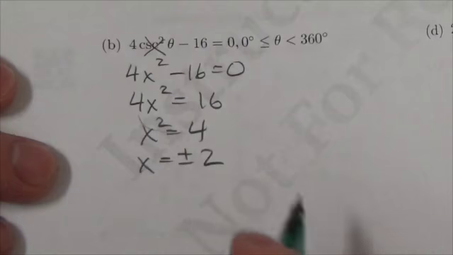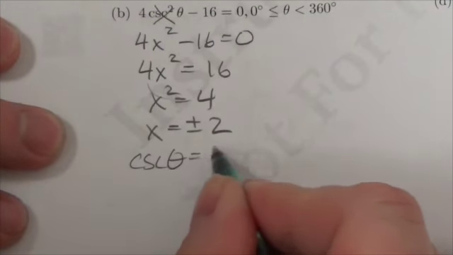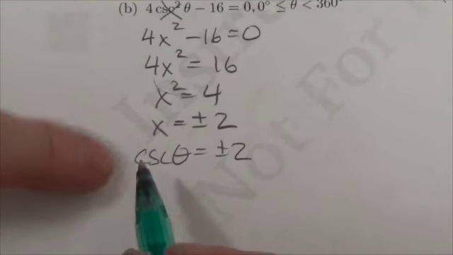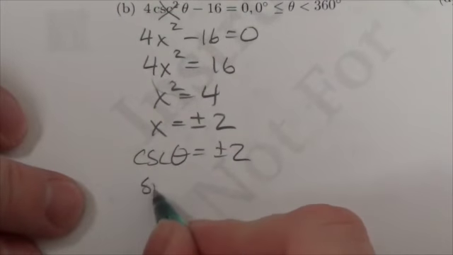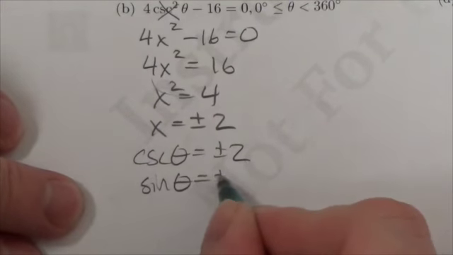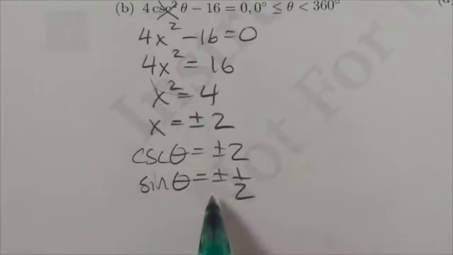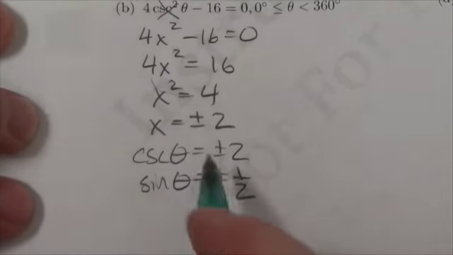Okay, so now that I've isolated the x, I can plug that cosecant back in. And I know that cosecant is the reciprocal of sine. So if I reciprocate this, I will get sine of theta, but I've got to reciprocate the other side as well, and I get plus or minus 1/2. Now that plus or minus is significant, because that indicates to me all 4 quadrants. So I'm going to be getting answers from all 4 quadrants.